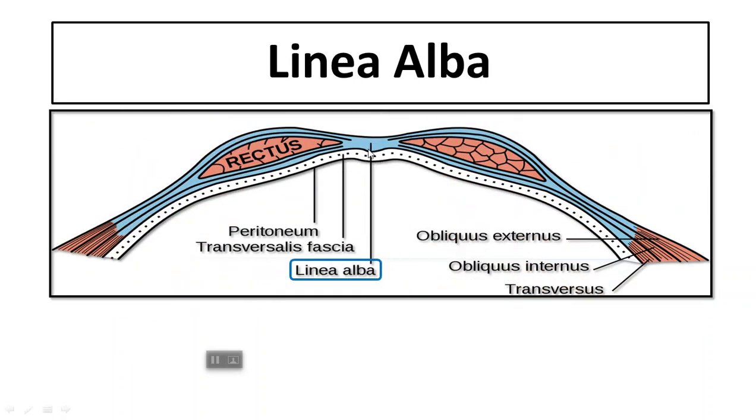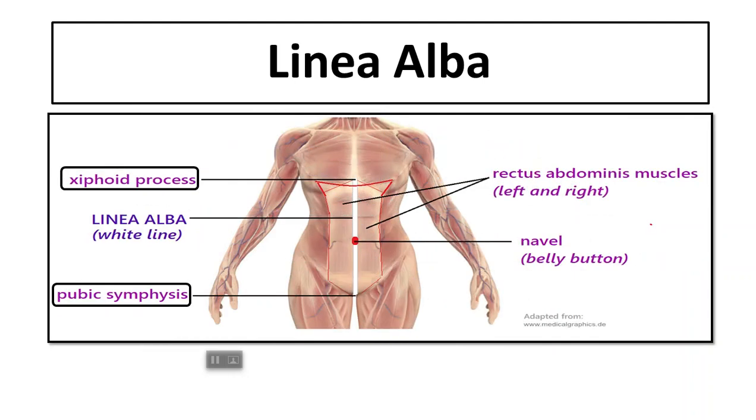This is the fibrous band that is formed by the aponeurosis of these three thin sheet muscles. We can see that this muscle laterally is fleshy and medially it becomes aponeurotic, and the aponeurosis of this muscle will fuse at the midline to form the linea alba, which is a fibrous band. This fibrous band extends from the xiphoid process of the sternum to the pubic symphysis at the midline. And the navel, or the belly button, or the umbilicus, is tethered to the linea alba. Here the umbilicus is attached to the linea alba.